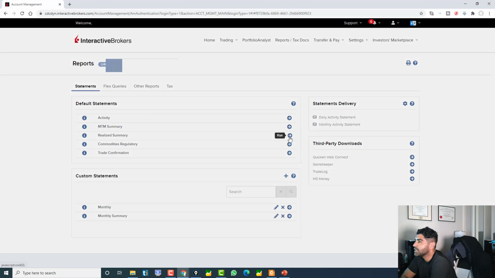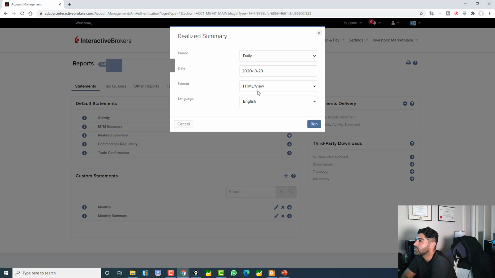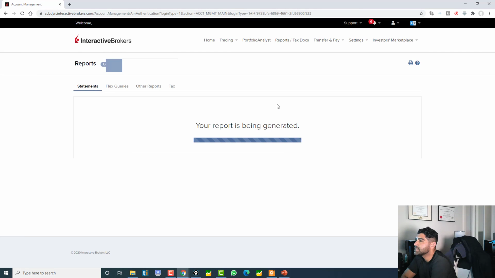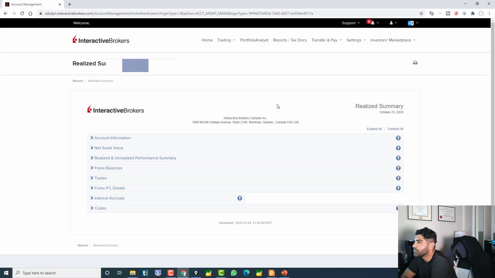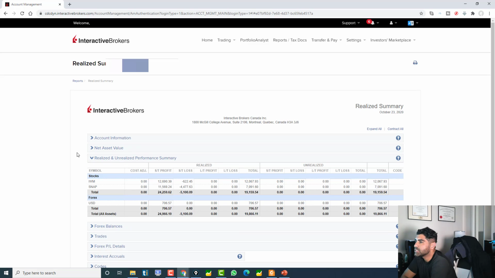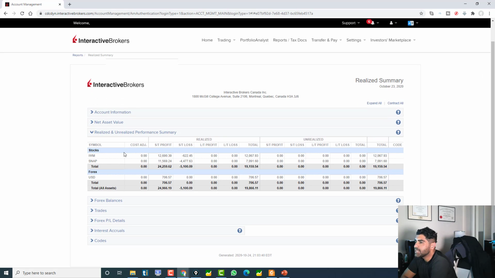So let's see how much the profit was. The 23rd of October, let's run that, see what it did. The realized and unrealized performance summary, I think that should be it. Yeah, so I traded the IWM and Snap, and the total profit was $24,000. The loss was $5,000. The net would be $19,000 in this account, which would be about 2% of the size of the account.